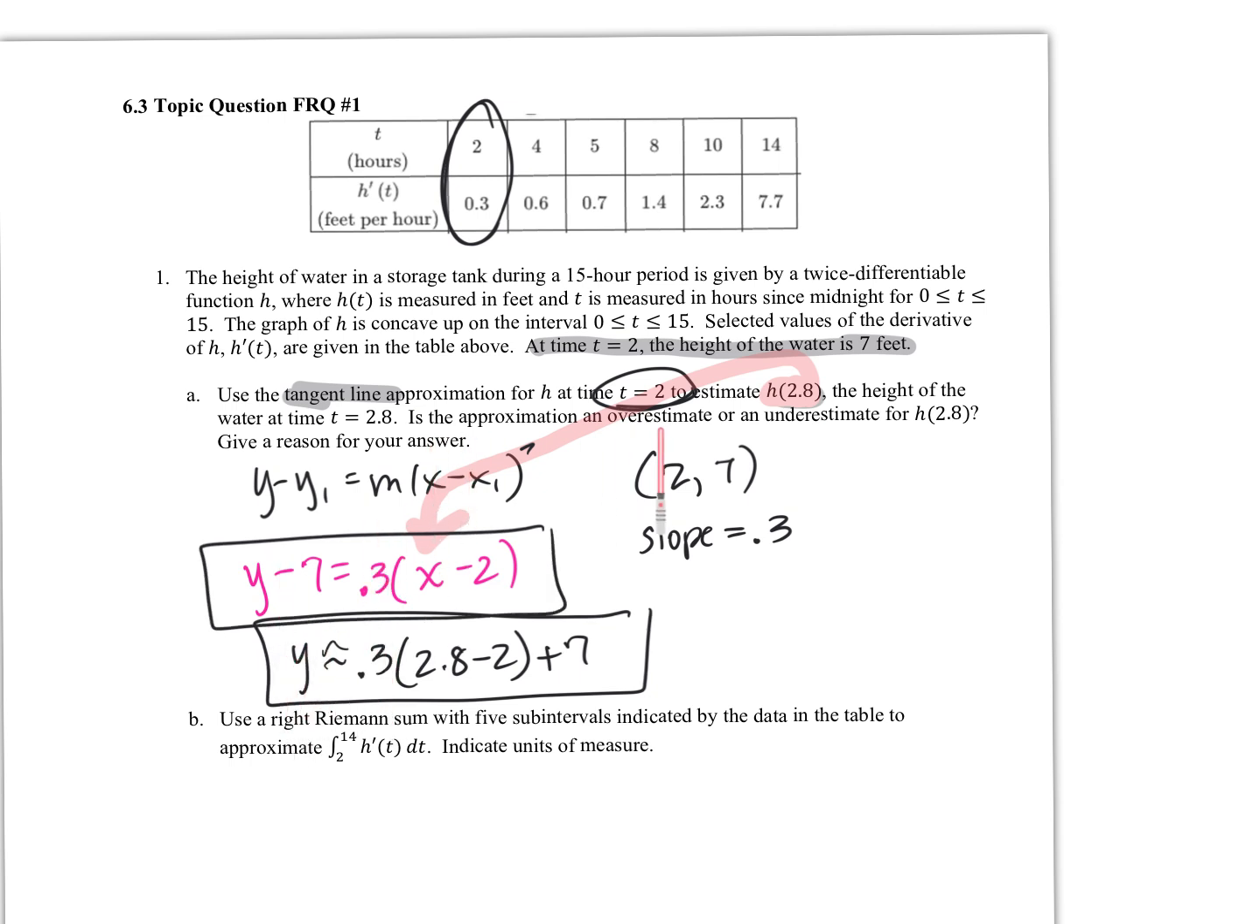Then they asked, is that approximation going to be an over or an underestimate? Give a reason. Here's the deal. Check this out. They did give us some info and I feel like I just didn't read this to you. The graph is concave up. If my graph is concave up, a tangent line will always be above or below my function. If it's concave up, isn't my tangent line always going to be underneath it? So therefore, this is going to be an underestimate. So let's say the approximation is an underestimate because h is concave up.